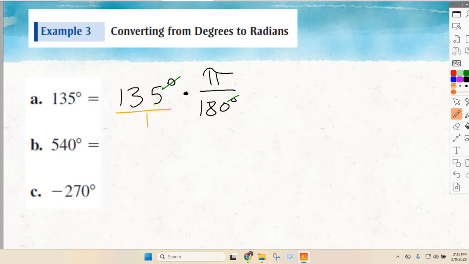So you could either reduce it twice, because again, we want the most reduced possible. If you reduce by a number and then you notice that it can still be reduced, then we just reduce again, okay? Or we can reduce both of these by 45. How many times does 45 go into 135? 3.